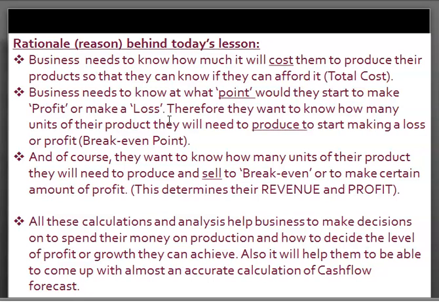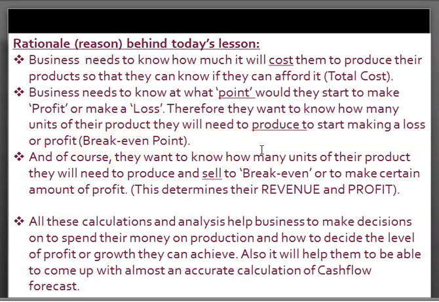Or am I going to make a loss? And if I'm making a loss, at what point am I going to be making a loss? So those are the kind of things businesses want to know. Therefore, they want to know how many units of their products they will need to produce to start making a loss or profit. And that's where the break-even point comes in.